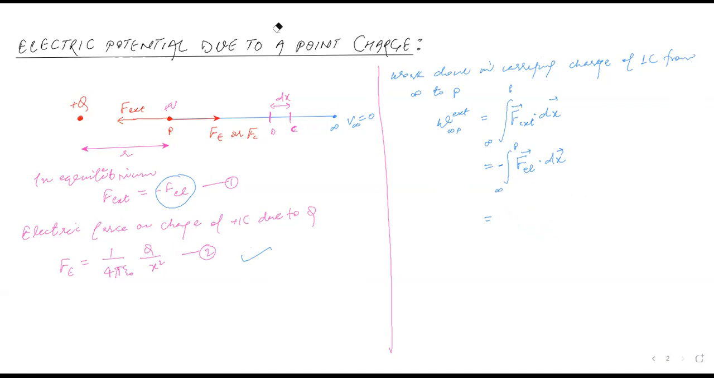Don't worry, sir. I'm going to increase one more step: infinite to R. This limit is R. F electric is 1 over 4 pi epsilon naught Q over x squared dx. You can take Q over 4 pi epsilon naught outside the integration of 1 over x square dx. Are you okay?